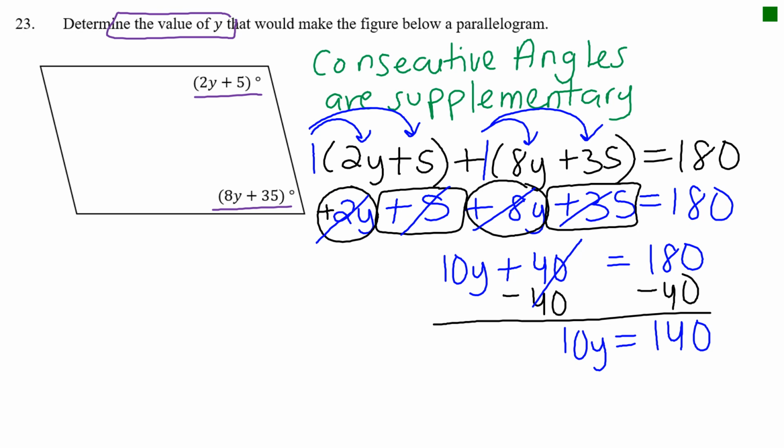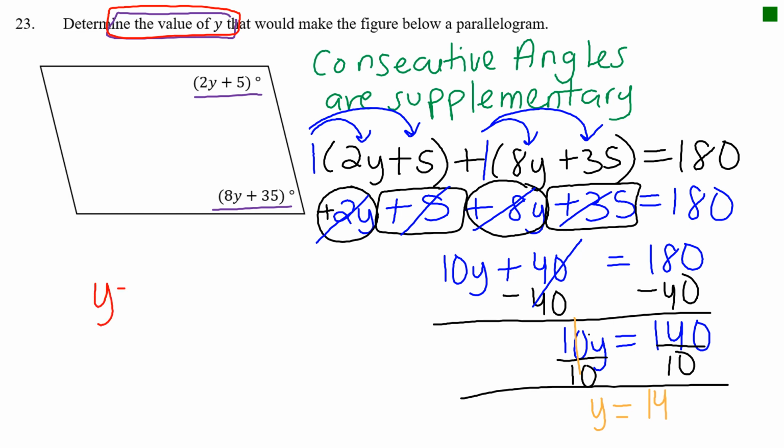The last step is to multiply or divide. This is 10 times y, so to undo the multiplication by 10, I'm going to divide both sides by 10. Okay? 10 divided by 10 is 1, so we can bring down the y. On the right side, 140 divided by 10 is going to give us 14. Now, directions were to determine the value of y, which we did. So we're going to go ahead and say that our final answer is that y is equal to 14.